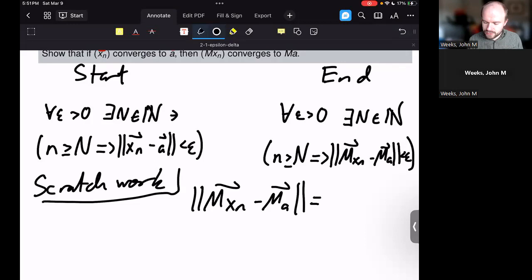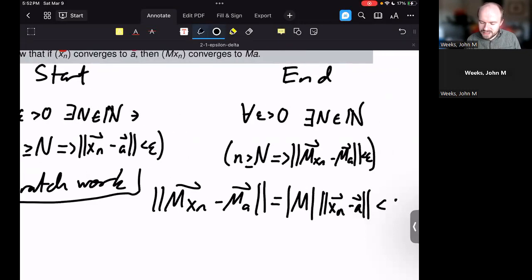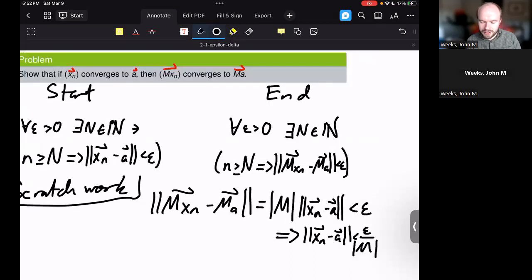Well, this is going to be equal to, if I take a look at this, I see that I can use a property of the real numbers, which is that if I take the distance between two vectors and they're both multiplied by a constant, I can take that constant out as long as I'm taking an absolute value around that scalar that I'm multiplying by. And then I'm left with x sub n and a's distance right inside of here. So if I would like for this to be less than epsilon, then really what I'm hoping for is to get x sub n minus a to be less than epsilon over the absolute value of m.